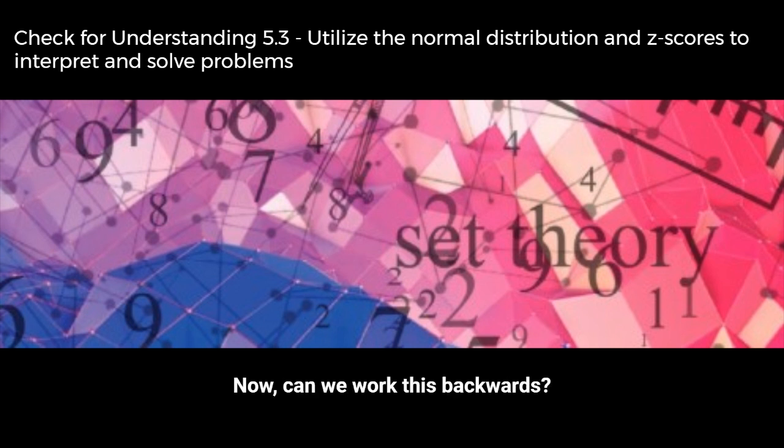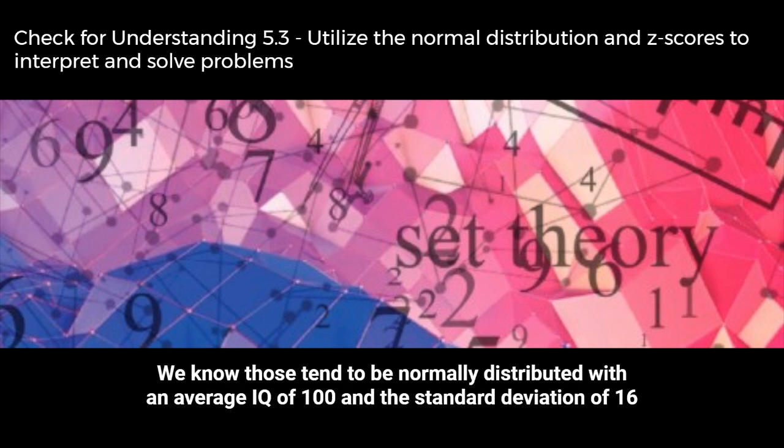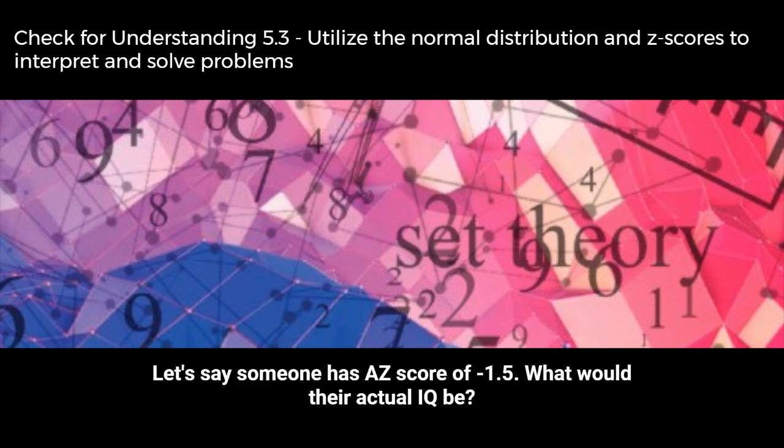Right. Now, can we work this backwards? Let's say we know the z-score. Can we figure out the original data value? Ooh, that's a good question. Can we? Absolutely. Let's take IQ scores, for example. We know those tend to be normally distributed with an average IQ of 100 and a standard deviation of 16. Let's say someone has a z-score of negative 1.5. What would their actual IQ be?